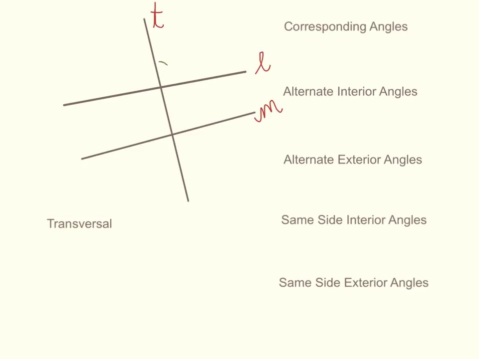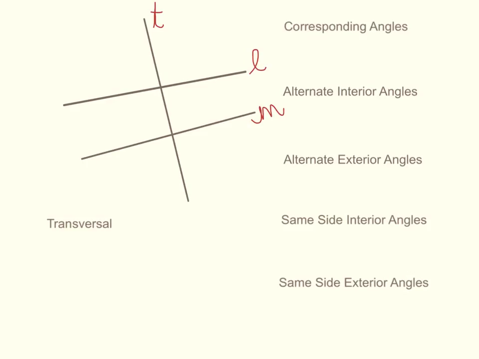So for example, if I have this angle right here, at this intersection, in this part of it, that means at this intersection, I need to be also in this part of it. So that means that this right here are corresponding angles, okay? Okay, this was line L and line M.